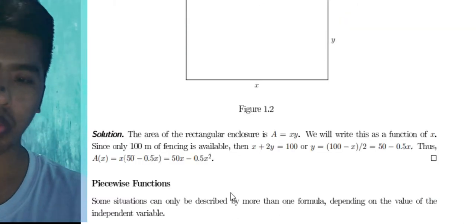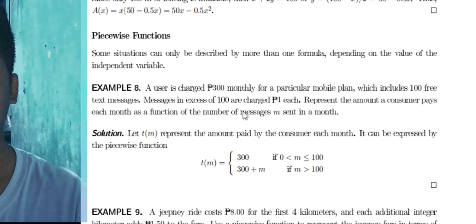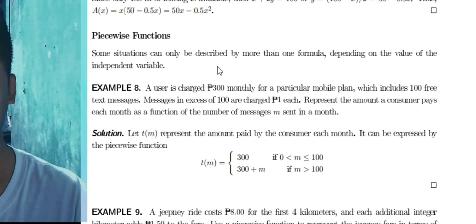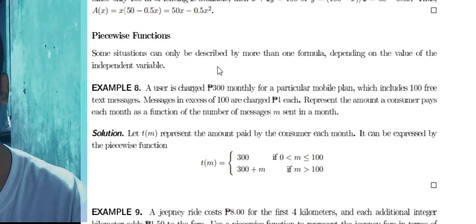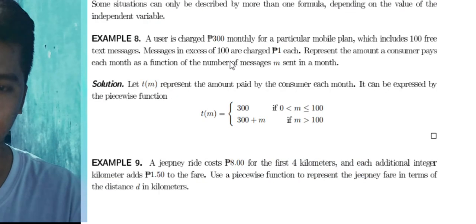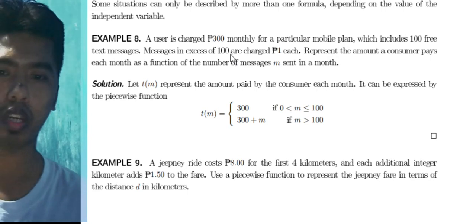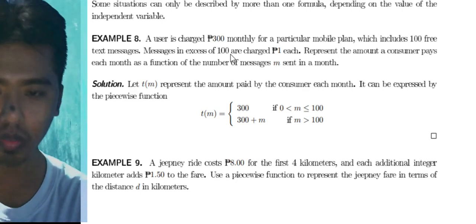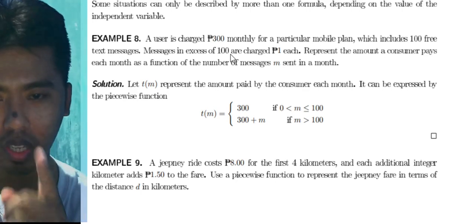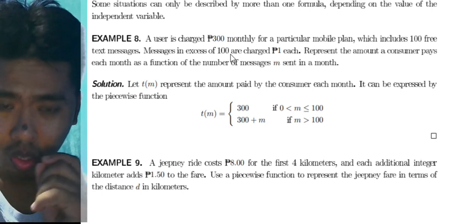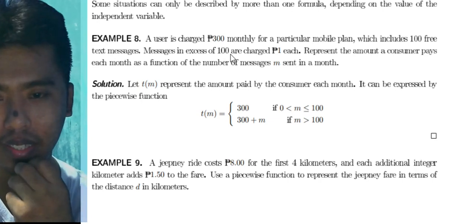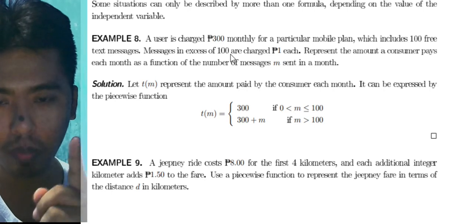Now let's proceed to what we call piecewise functions. For a piecewise function, some situations can only be described by more than one formula, depending on the value of the independent variable. Example number 8. A user is charged 300 pesos monthly for a particular mobile plan, which includes 100 free text messages. Messages in excess of 100 are charged 1 peso each.